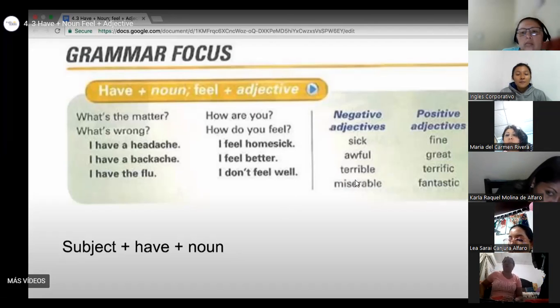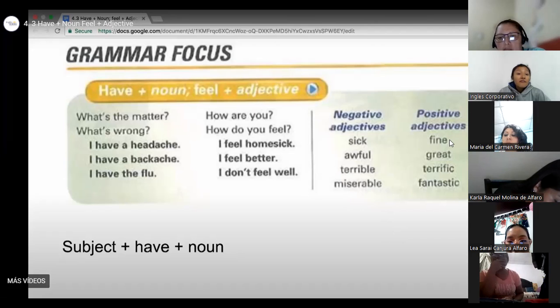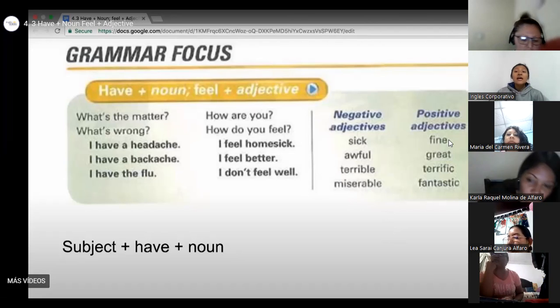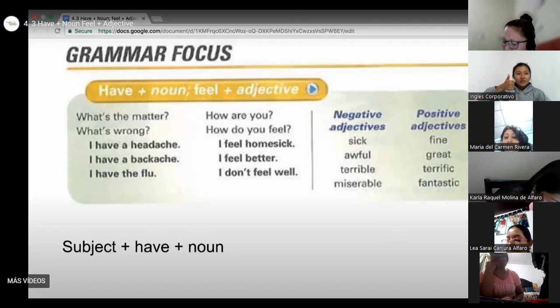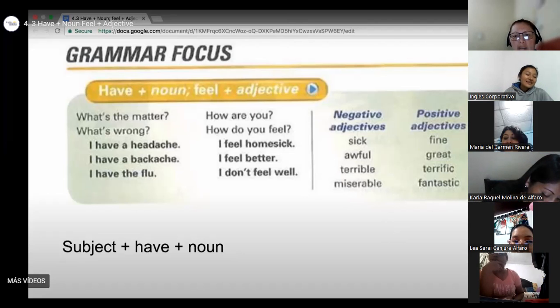In Spanish, it's going to be the same meaning. Terrible. And then I can say I feel miserable. Okay? Look at the pronunciation. Miserable. Okay? There you go with the meaning. And the meaning is also easy. Then we have some positive adjectives. We have fine. I feel fine, okay? Me siento bien. We can say it. Then I feel great. You already know that. Great. Then I feel terrific. Do you know the meaning about terrific or not? Terrible. No, because this is a positive adjective. Fantastic.